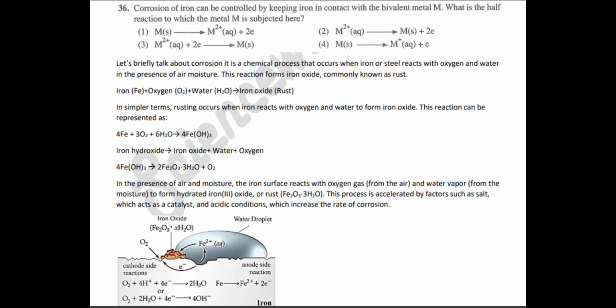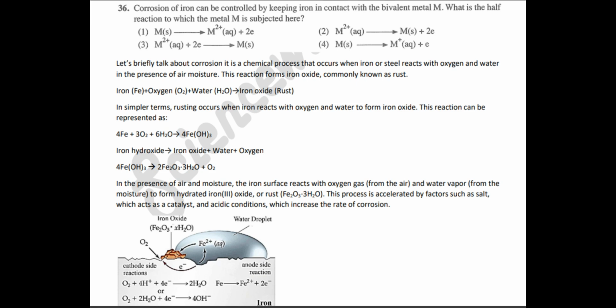After these redox reactions occur, iron turns into hydrated iron oxide, which is ferric oxide Fe2O3·H2O, or we call it rust. Rust is hydrated iron(III) oxide, okay, or ferric oxide. Like I said, these factors are accelerated by catalysts like salt. Remember, iron near the beach, and acidic conditions also increase the rate of corrosion.